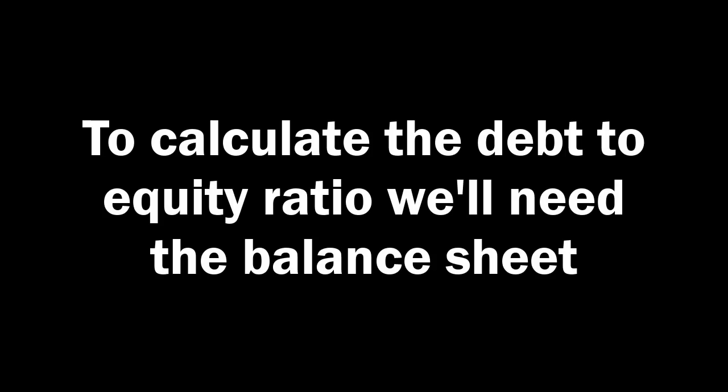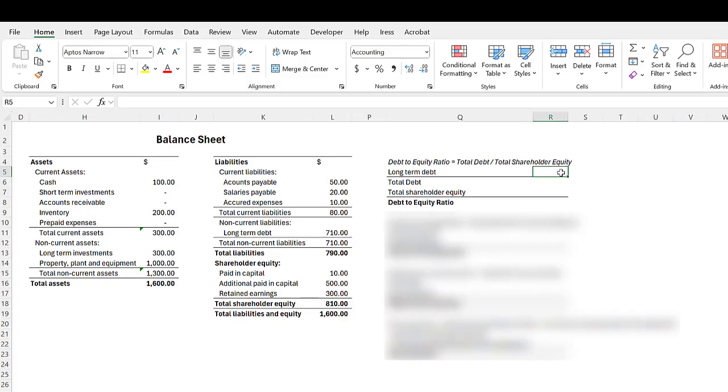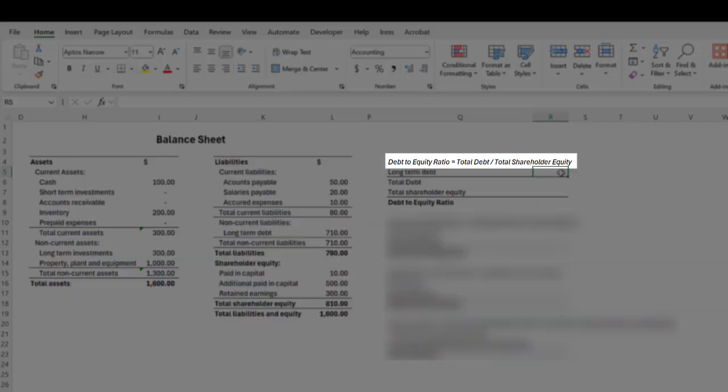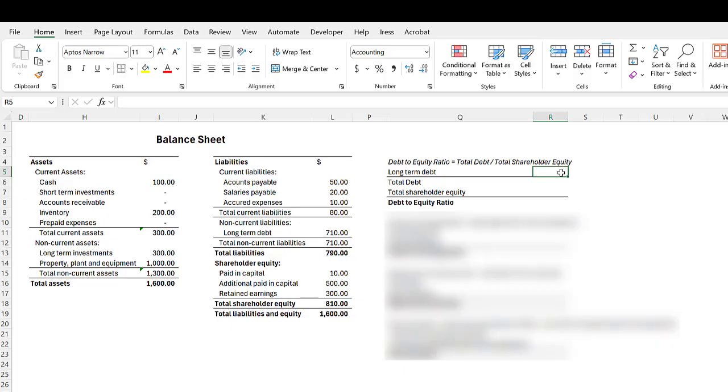To calculate the debt-to-equity ratio, we'll need the balance sheet. Here is an example balance sheet. Let's calculate the debt-to-equity ratio. The debt-to-equity ratio equals total debt divided by total shareholder equity. The only items considered debt on this balance sheet are the long-term debt. Long-term debt is 710. That makes our total debt 710. Total shareholder equity is 810. 710 divided by 810 equals 0.88. A debt-to-equity ratio of 0.88 means the company has 88 cents of debt for every dollar of shareholder equity.